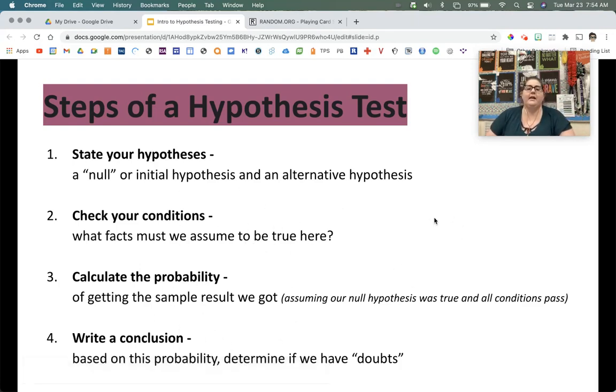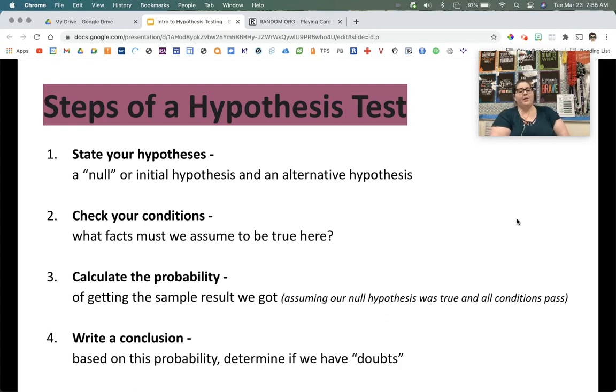But this is kind of our 4 steps of a hypothesis test. We're going to start by stating our hypotheses. We have a null and we have an alternate. We're going to check our conditions, just like we always have. We're going to calculate a probability of getting the sample result that we got.